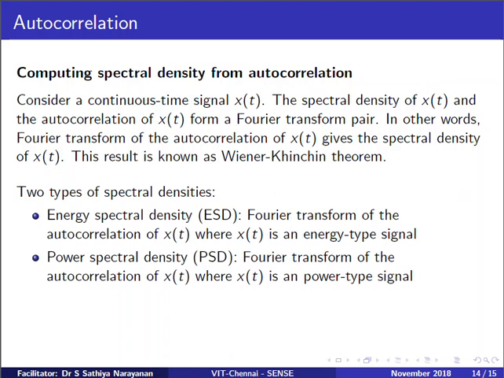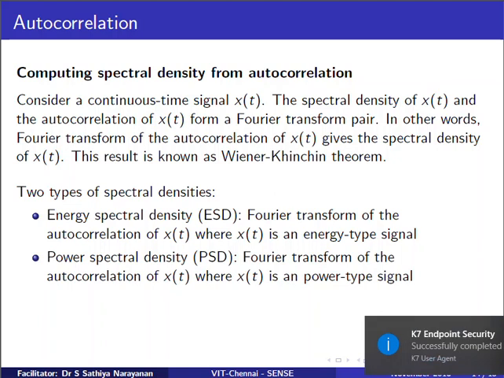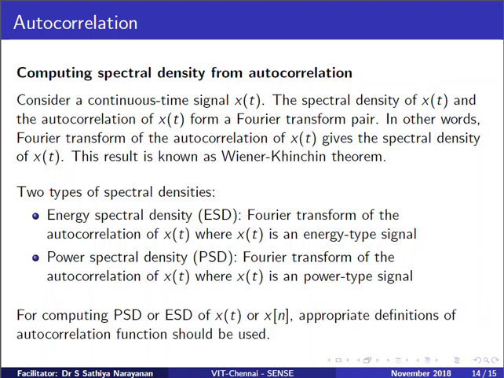Next is power spectral density. If your signal x of t is a power type signal, you will have Rxx of tau as the autocorrelation. If you take the Fourier transform of Rxx of tau, you will get the power spectral density of x of t. So for computing the power spectral density or energy spectral density of x of t or x of n, appropriate definitions of the correlation function should be used, and then upon obtaining the correlation function, we need to take the Fourier transform of it.